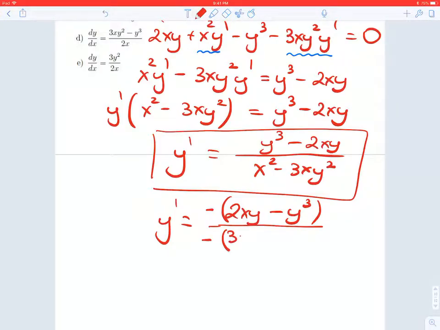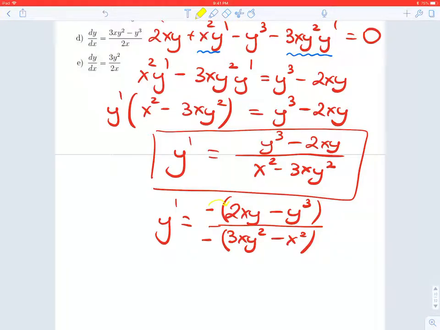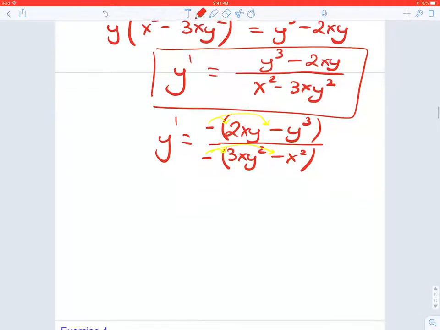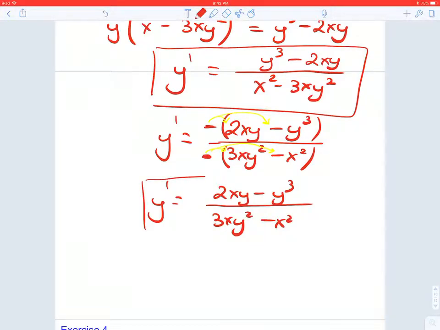I can put a negative in front: 3xy squared minus x squared. Because if I distribute the negative, this will be negative, this will be positive. That's what is above, negative and positive. But I will not do this. These two negatives will cancel out, and I have the equivalent form 2xy minus y cubed over 3xy squared minus x squared. Just in case you get this form, make sure that you can rewrite, playing with these negative signs.